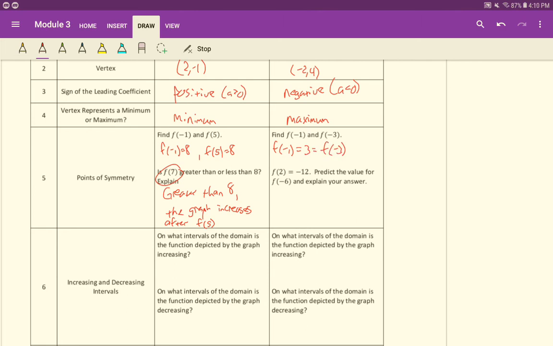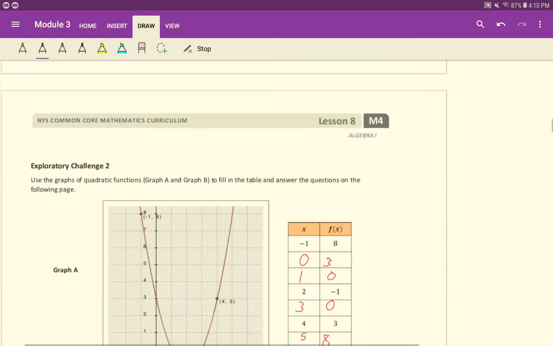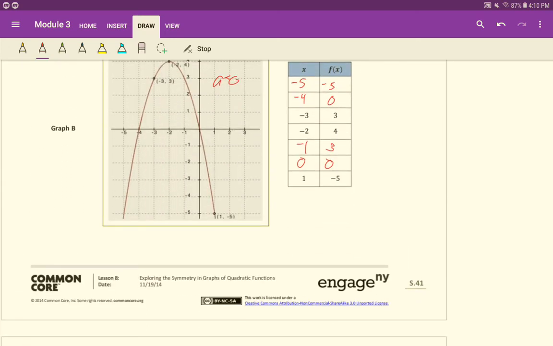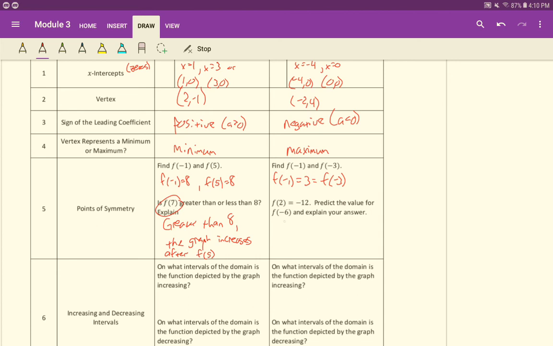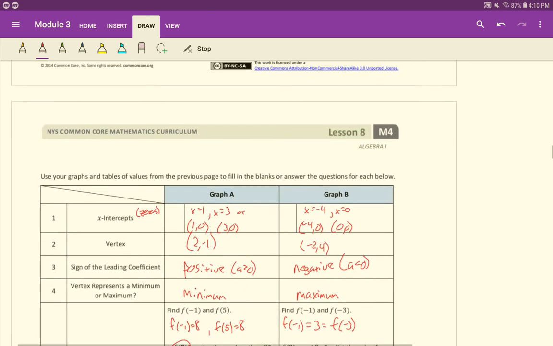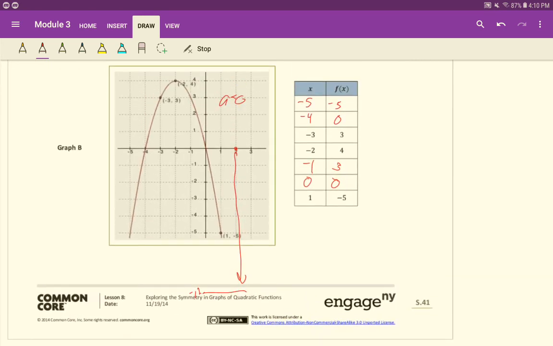Okay, f of 2 is -12, it says. So here's f of 2, it's down here somewhere at -12. Okay, and it asks us to predict the value for f of -6. Let's see here. Why are they trying, why -6?